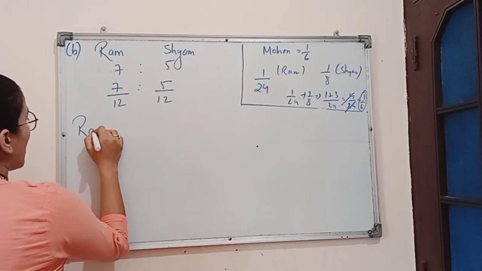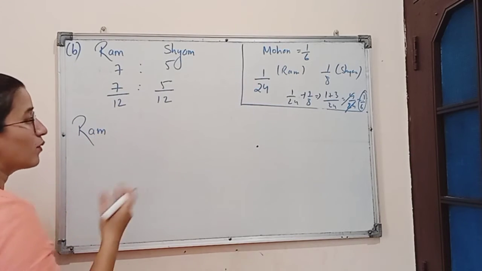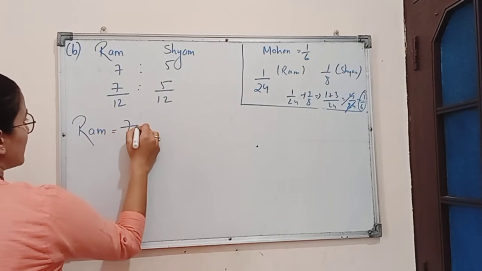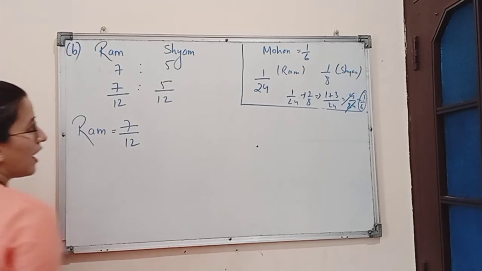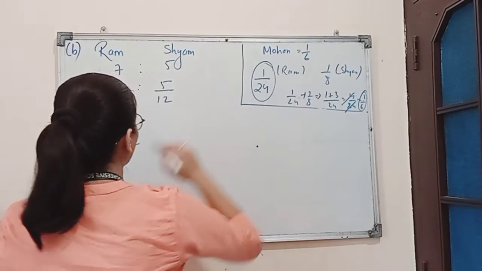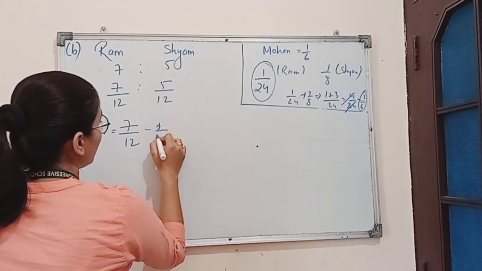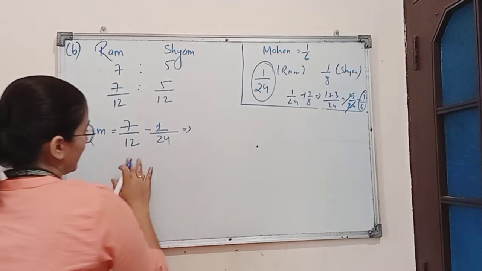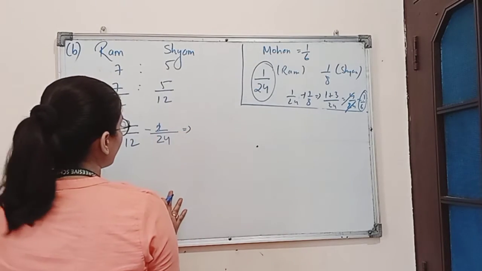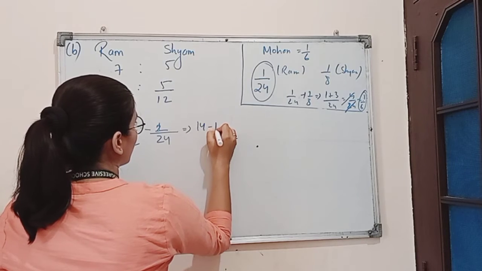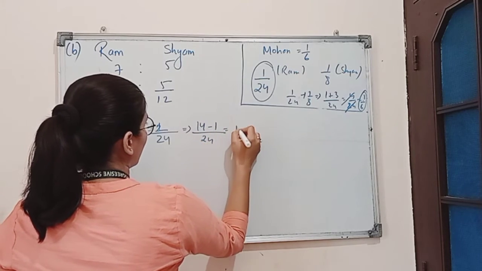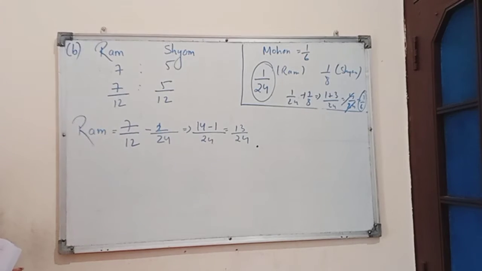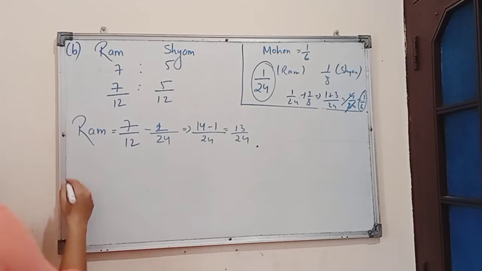So we will see how much share Ram has surrendered and what is the remaining share of Ram. So we know the old share of Ram is 7 by 12 and Ram has surrendered 1 by 24th share to Mohan. LCM of 12 and 24 will be 24. Answer is 13 by 24. So remaining share of Ram is 13 by 24.